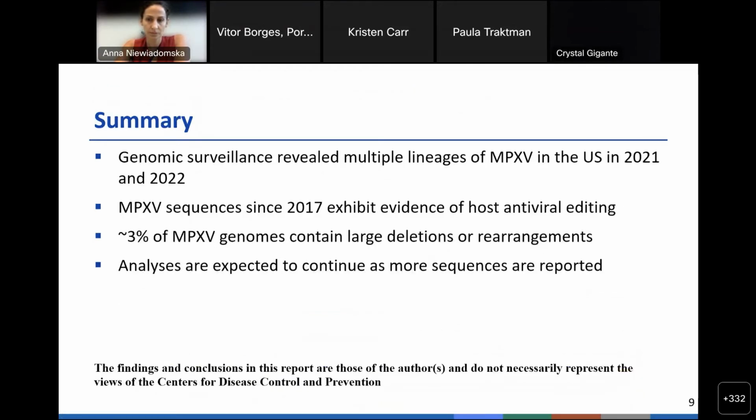So in summary, genomic surveillance thus far in this outbreak has revealed multiple lineages of monkeypox virus in the US, and monkeypox virus sequences since 2017 have exhibited evidence of host antiviral editing by APOBEC3. And we're seeing about 3% of monkeypox virus genomes contain large deletions or rearrangements. We're hoping to have a preprint available describing those results in more detail this week, hopefully, but it's not out yet. Analyses are expected to continue as more sequences are reported.